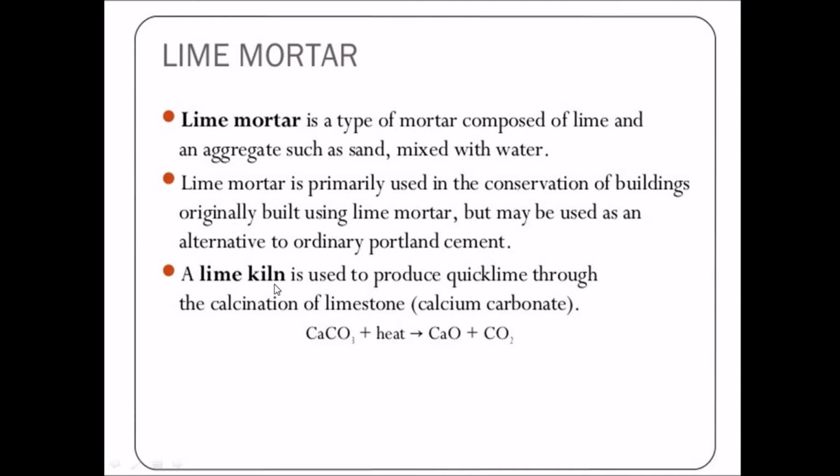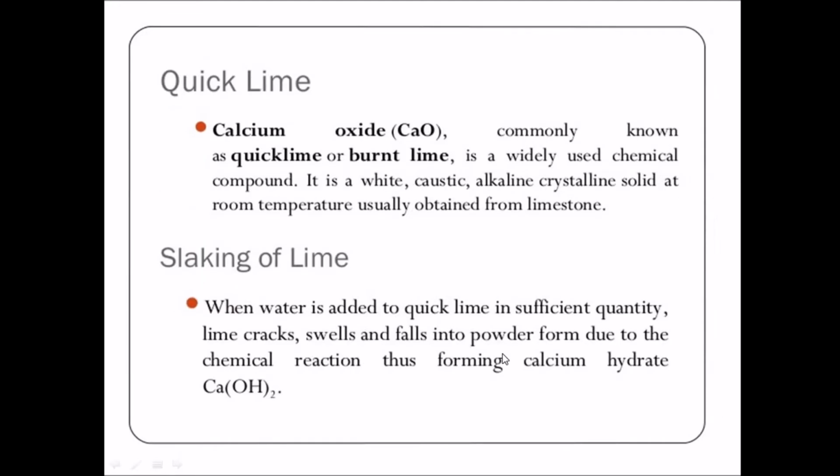A lime kiln is used to produce quicklime through the calcination of limestone. So here you can see the reaction. If calcium carbonate is heated, then calcium oxide and carbon dioxide are formed. Calcium oxide, commonly known as quicklime or burnt lime, is a widely used chemical compound. It is a white caustic alkaline crystalline solid at room temperature, usually obtained from limestone.